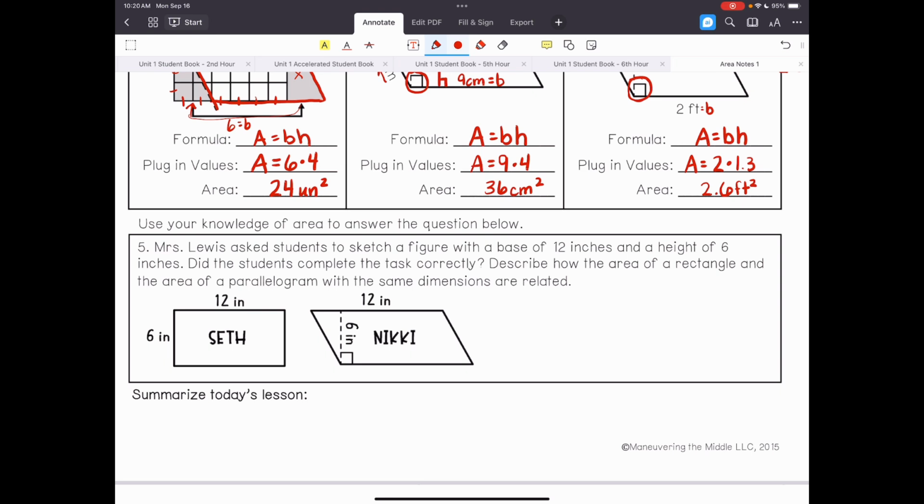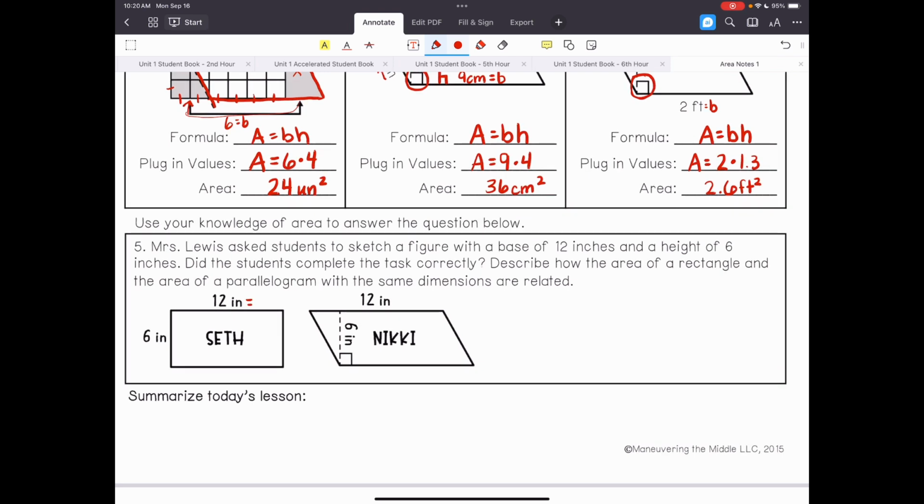So the rules were simply that you had to have a base of 12, which Seth and Nikki both did, and then you had to have a height of 6. Well, remember that a rectangle is a parallelogram because it has 2 sets of opposite, equal, and parallel sides. And there's a right angle at it, so that's connecting the height. So in this case, his height is 6. And in the parallelogram, Nikki drew the 90-degree angle, went from base to base, and that is also a height of 6. So both students did meet the requirement.